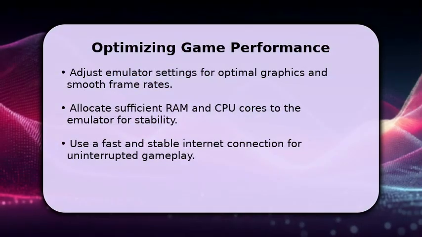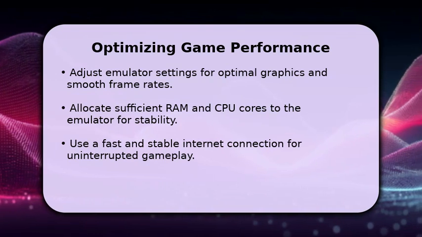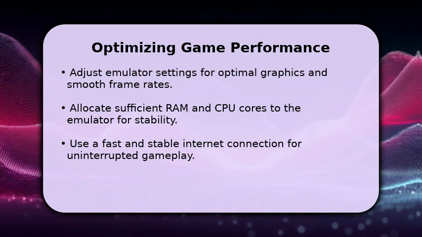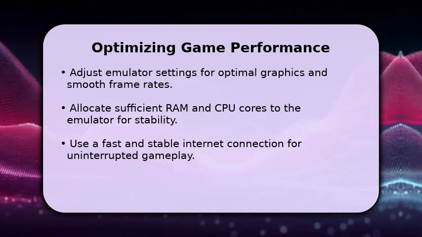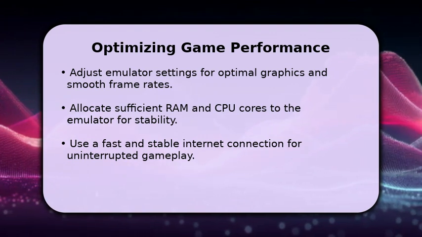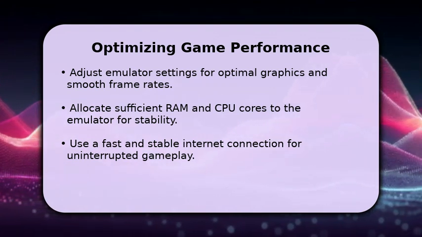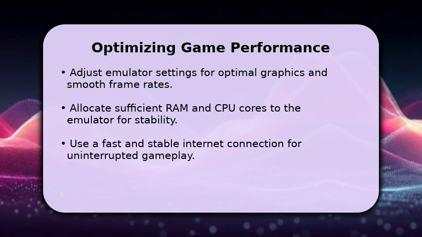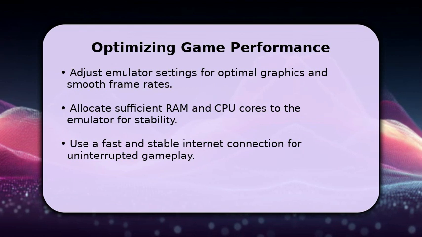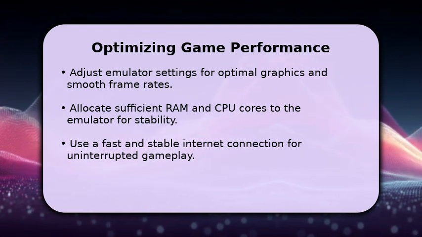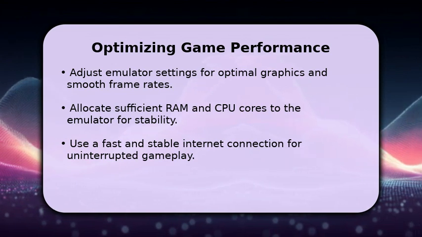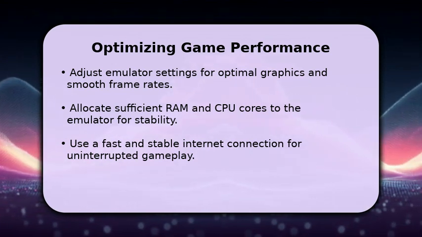To ensure the best possible gaming experience, optimizing your emulator settings is key. Dive into the emulator's preferences to fine-tune graphics quality and frame rates, aiming for a balance between visual fidelity and smooth performance. It is also beneficial to allocate more system resources, such as random access memory and central processing unit cores, to the emulator. Finally, a strong and consistent internet connection is vital for seamless online multiplayer action.